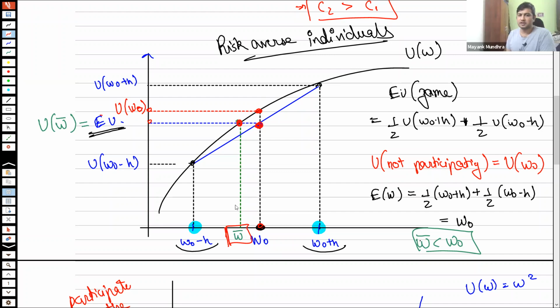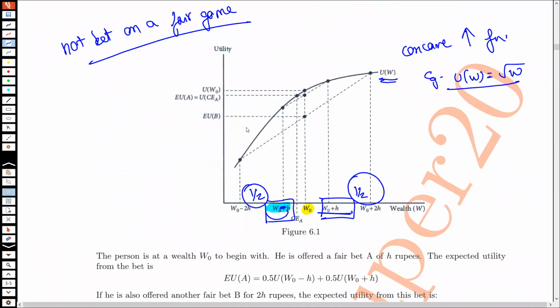W bar is a fixed income at which he gets the same utility as this one. So for example, let me show you this example.